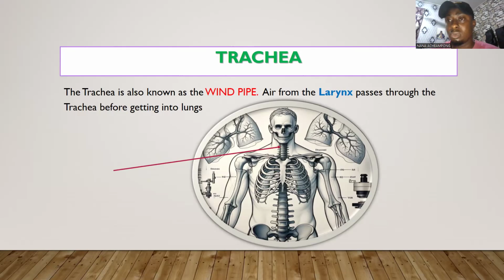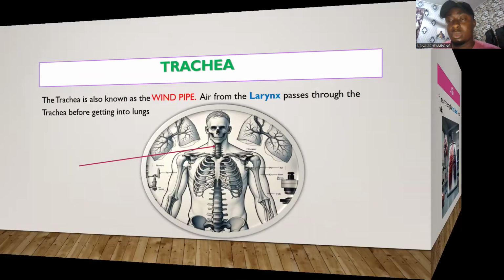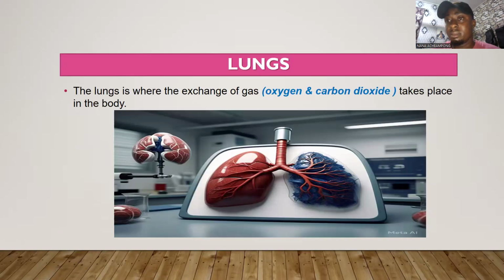So let's move on and take a look at the next organ. From the trachea, we have the lungs. So what is the function of the lungs? The lungs is where exchange of gas takes place in the body. So what do I mean by the exchange of gas? The air we breathe in and the air we breathe out all take place in the lungs.